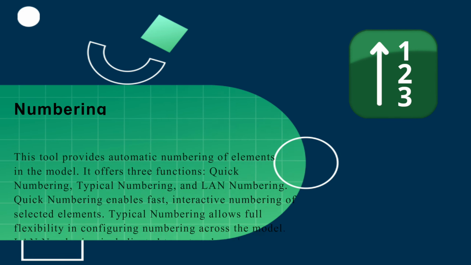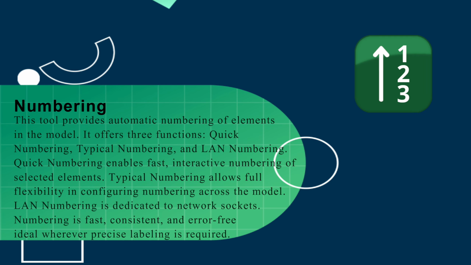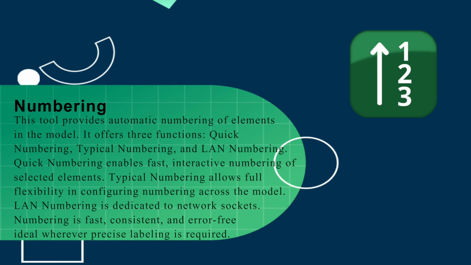Numbering. This tool provides automatic numbering of elements in the model. It offers three functions: quick numbering, typical numbering, and LAN numbering. Quick numbering enables fast, interactive numbering of selected elements. Typical numbering allows full flexibility in configuring numbering across the model. LAN numbering is dedicated to network sockets. Numbering is fast, consistent, and error-free, ideal wherever precise labeling is required.